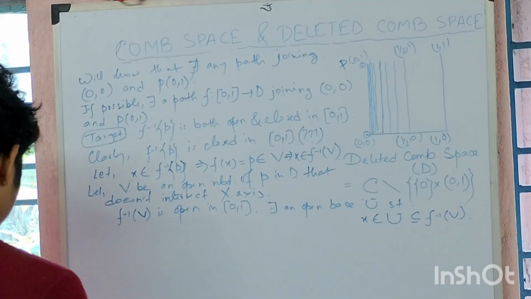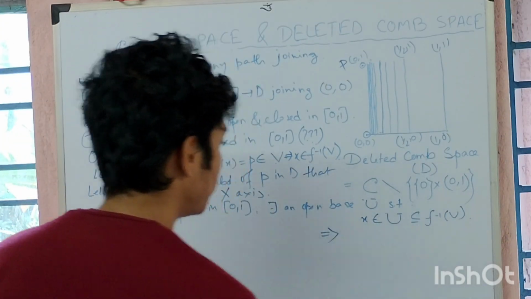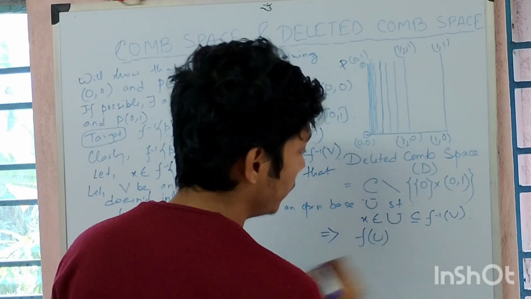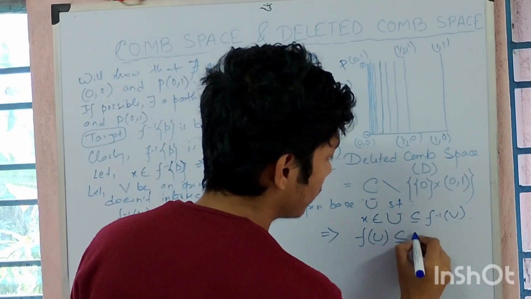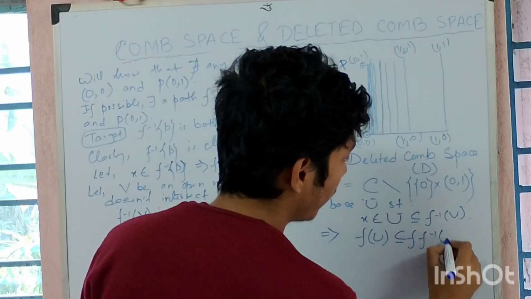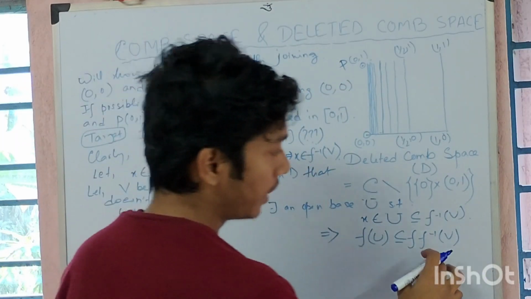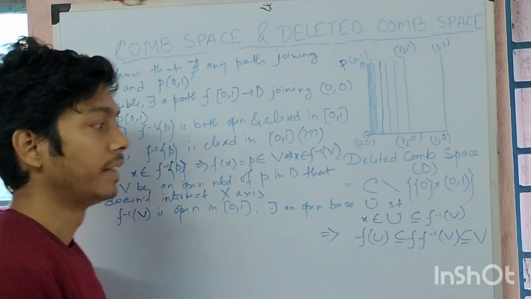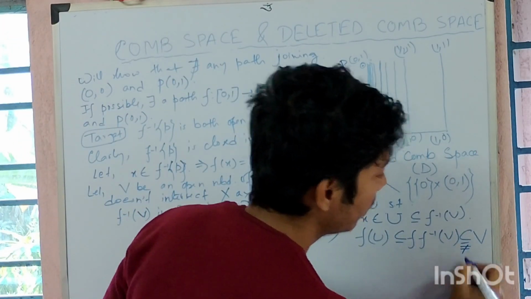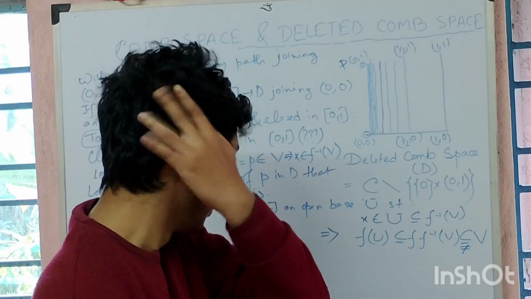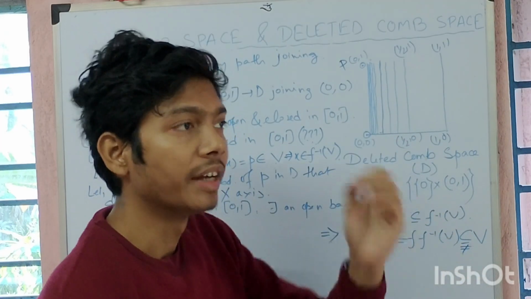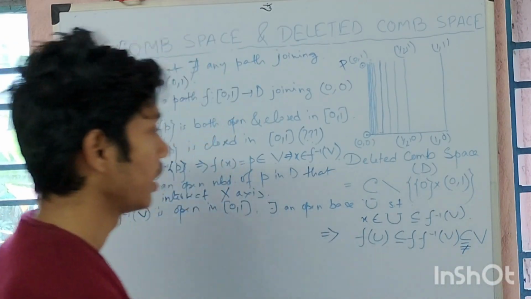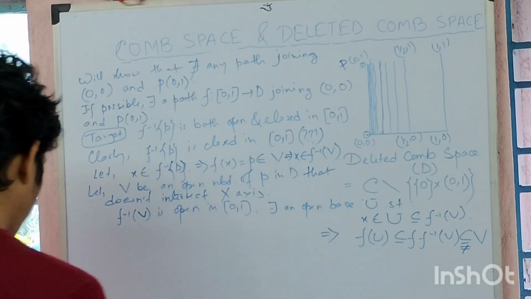Fine. This basically implies that F of U is a subset of F inverse of V, and F of F inverse V is basically a subset of V. Clear? It is not equal. Why is it not equal? Please check it. There is a small thing everywhere, and you should check it. That's not always equal. That is a subset of V. So that's why F of U is a subset of V.